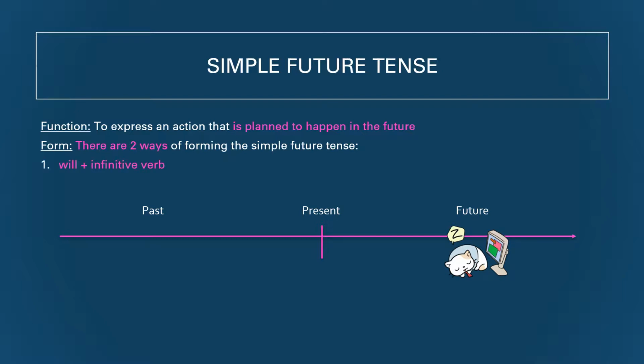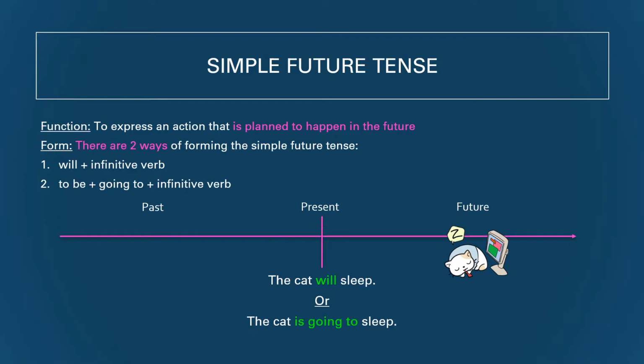The first, we use will plus the infinitive verb. The second way to form this tense is to be plus going to plus the infinitive verb. Here are our examples. For the first method, our example is the cat will sleep. So we have the word will followed by the verb to sleep. For the second method, our example is the cat is going to sleep.